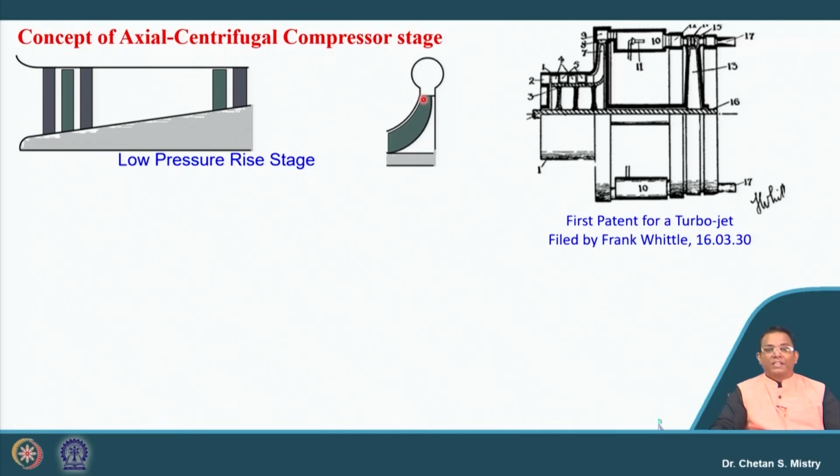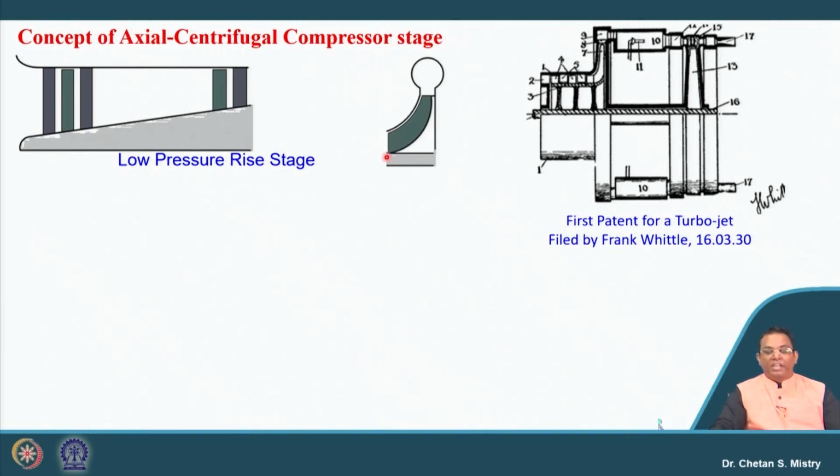Here on the right hand side, if you look at it, for the same pressure rise I can use a single centrifugal compressor. This centrifugal compressor has its own limitation. Here, if you look at the area for the flow to enter, that is large. The meaning is I can handle a large mass flow rate.